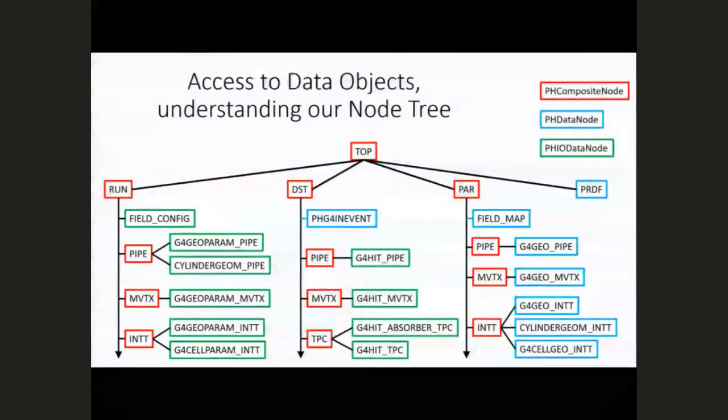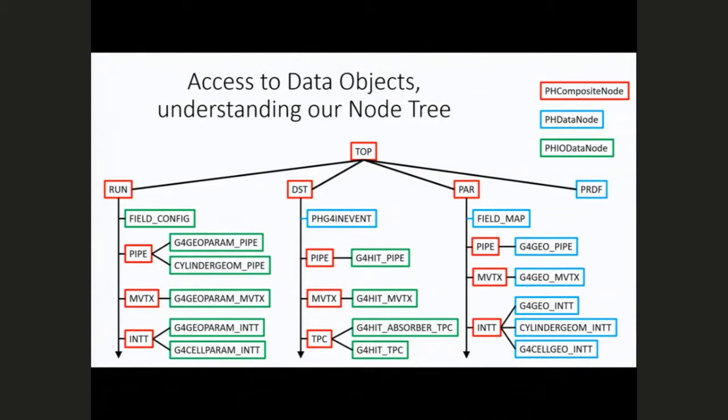Okay, now coming to our node tree. So this is our access to data objects. It's basically a standard tree structure. You have some top node. You have 3 different kinds of nodes. So you have composite nodes, which are nodes which contain other nodes. You have so-called PHData nodes. I'll get to the distinction later. And you have PHIOData nodes. The IO data nodes are the ones we can actually write out.